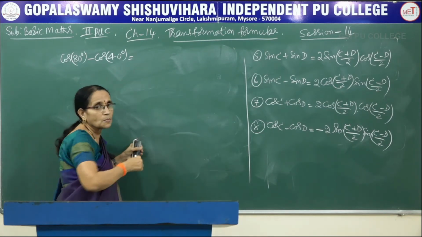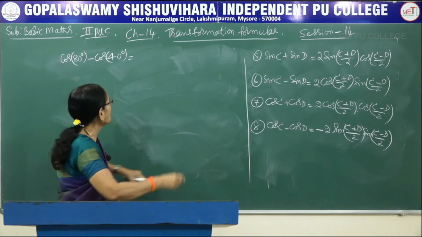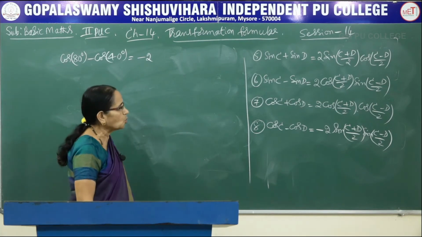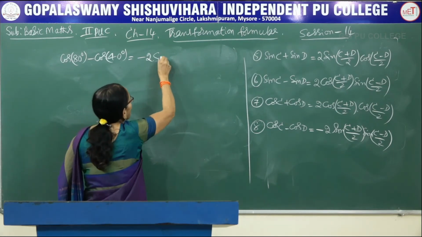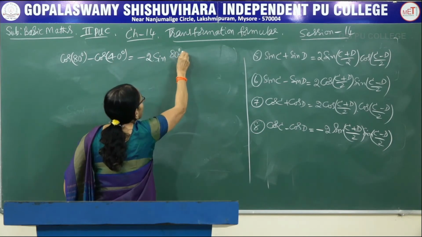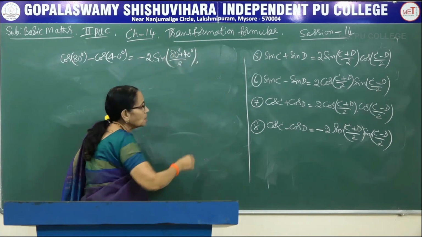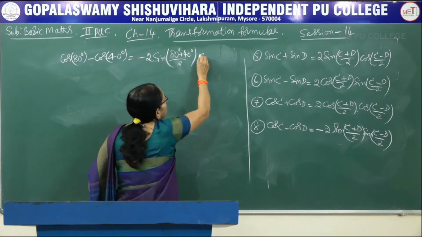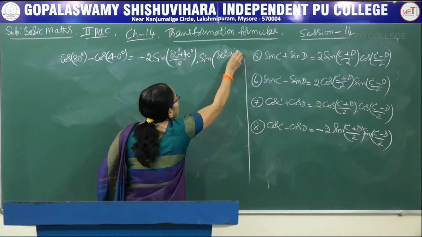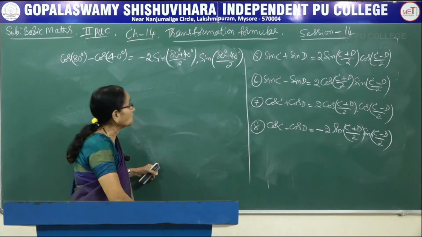But in between, what you have here is a minus sign. Therefore, you have to apply the last formula. So that itself is having a minus sign: minus 2 times sin of (C plus D) by 2, that is sin of (80 plus 40) divided by 2, into, it's purely a sine product, sin of (80 minus 40) by 2.